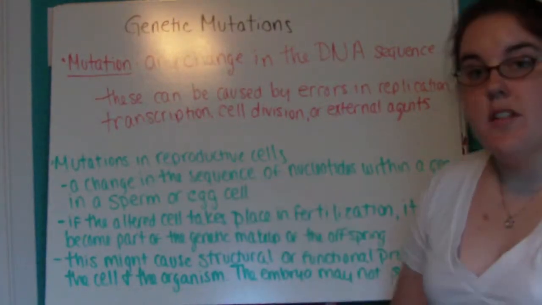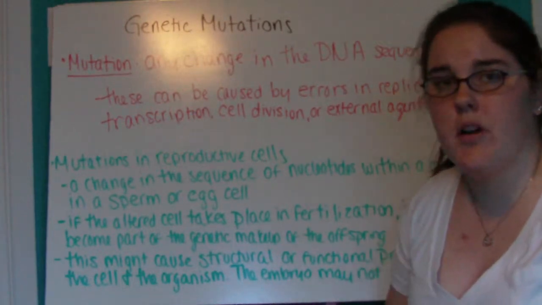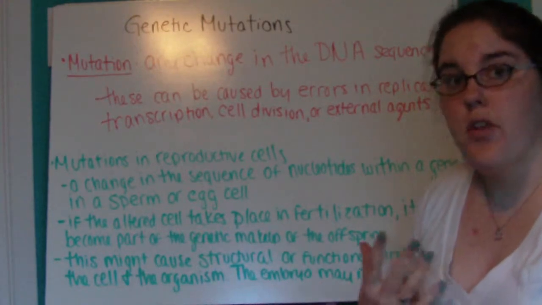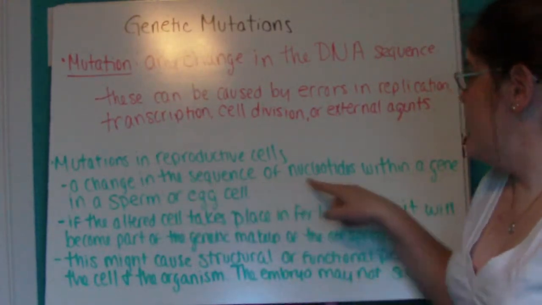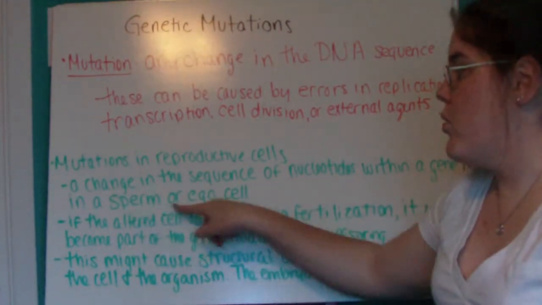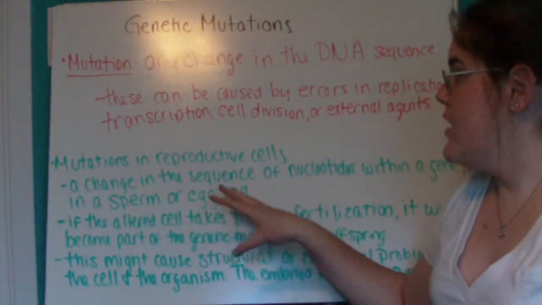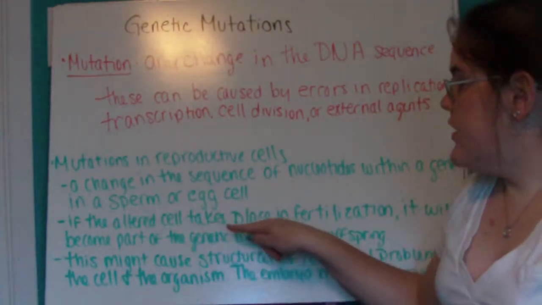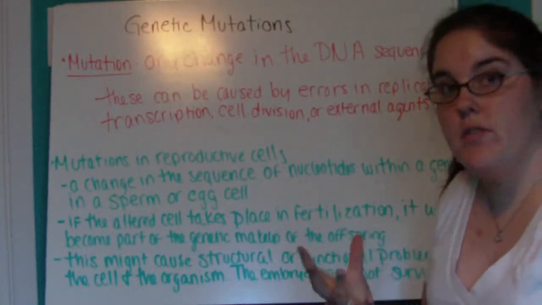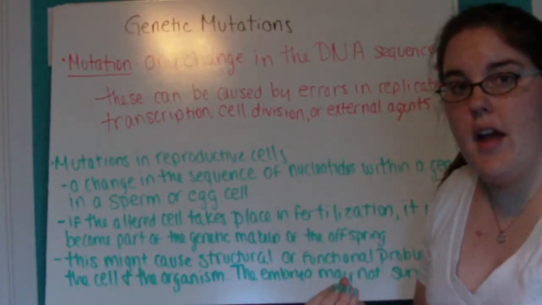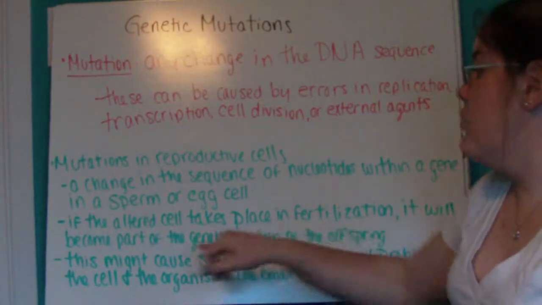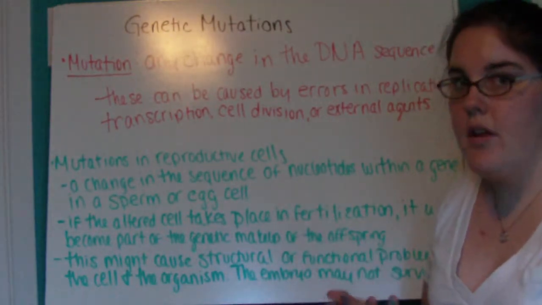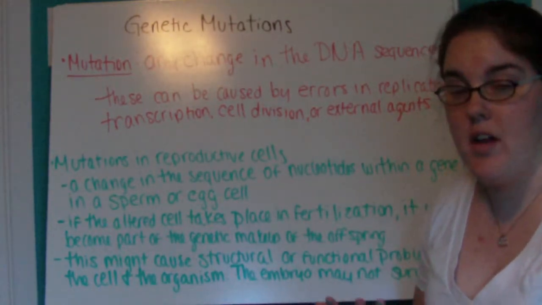Now, mutations in reproductive cells. These can be bad for not only the person that is having the mutation in their reproductive cells, but also for their offspring. So a change in the sequence of nucleotides within a gene in a sperm or egg cell. So that's the key. If you're having a change in your reproductive cell, it has to be your sperm or egg cell. If the altered cell takes place in fertilization, so if that altered sperm or that altered egg comes together, it will become part of the genetic makeup of the offspring, which can be detrimental if something happened that caused a bad mutation in the genetic makeup of the offspring.